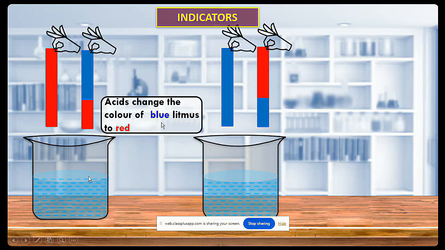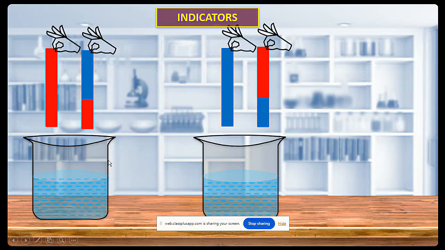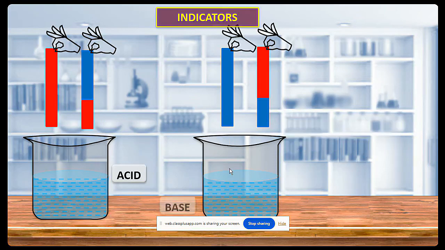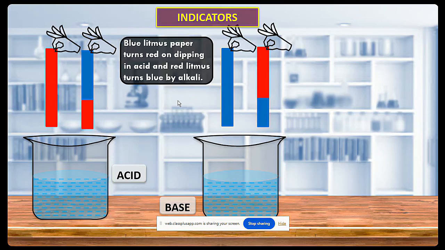This is basic in nature and this is acidic in nature. Acid changes the color of the blue litmus paper to red, that is acid solution. Base changes the color of the red litmus to blue, that is base solution. Is it clear? Blue litmus paper turns red on dipping in acid and red litmus paper turns blue in alkali.